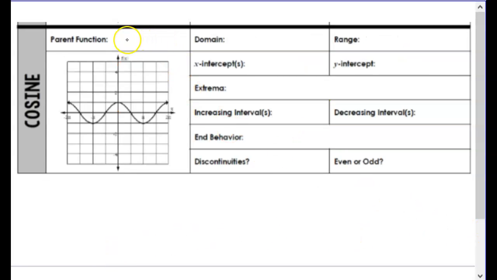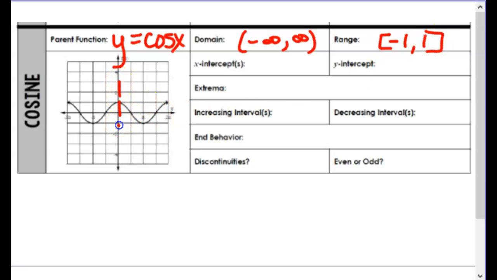If it is a cosine graph, the domain is still all real numbers. The range is still -1 to 1, but this time it has y-axis symmetry, so it is an even function. It would have intercepts. This would be halfway to pi, which would be pi over 2. And then you would add pi to find the next one. And it crosses the y-axis at 1.